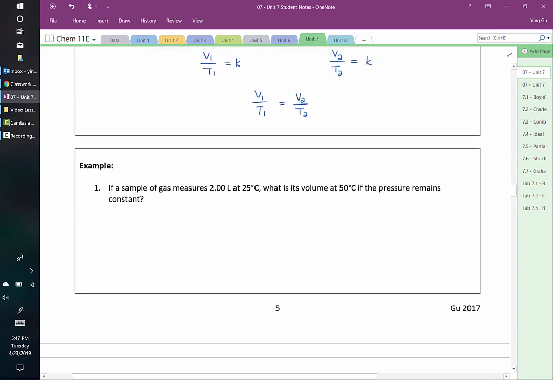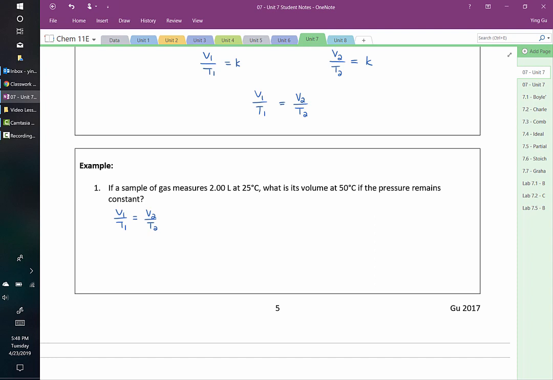Let's do an example. If a sample gas measures 2 liters at 25 degrees Celsius, what is its volume at 50 degrees Celsius if pressure remains constant? Well, we know our formula is V1 over T1 equals V2 over T2. We just plug and chug. The only thing to be careful of is this temperature unit. Because all our formulas are derived with the Kelvin scale, anytime you see Celsius, you must convert into kelvins, okay?